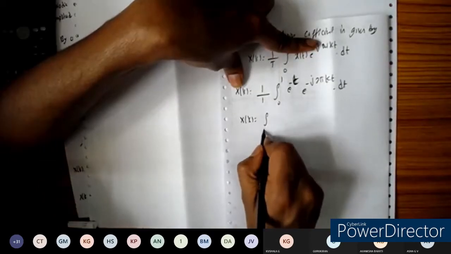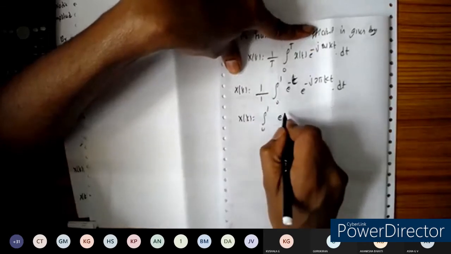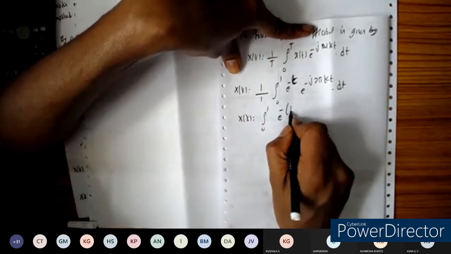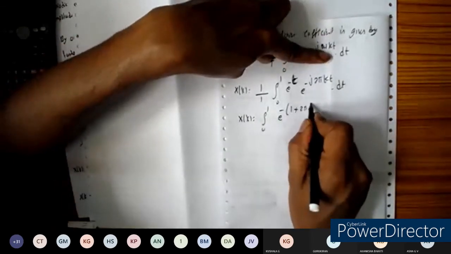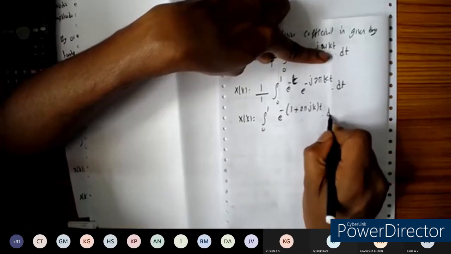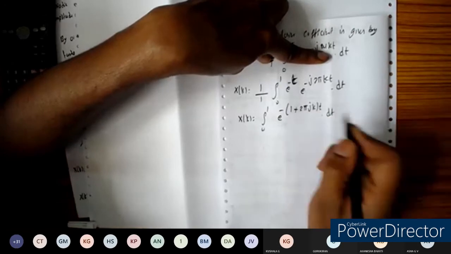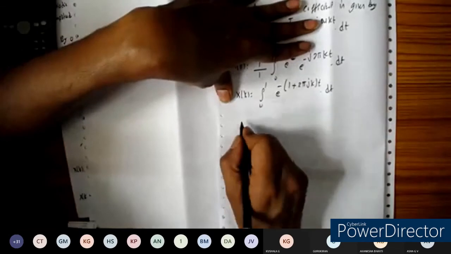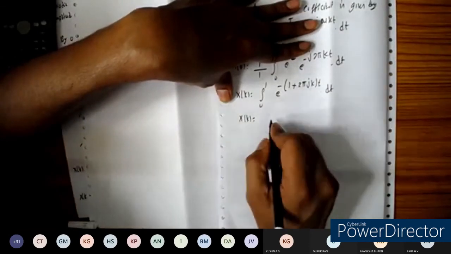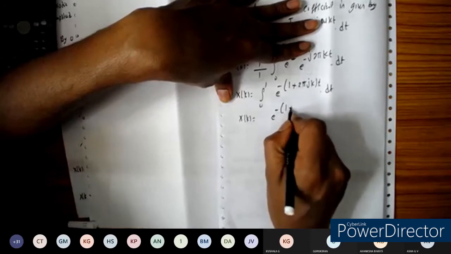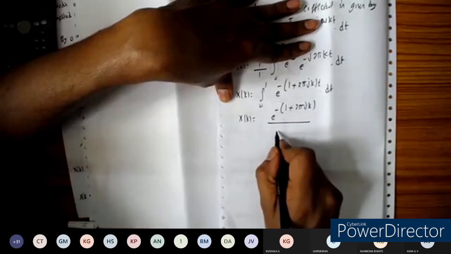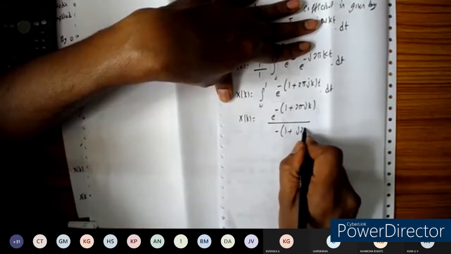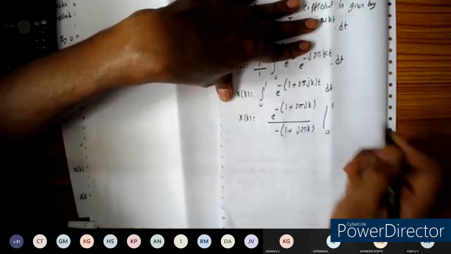So X of k becomes the integral from 0 to 1, and 1 by 1 is nothing but 1. Taking e to the power of minus t common, the remaining term is 1 plus 2 pi j k, into t, into dt. So let us integrate this one. The integration of e to the power of ax is e to the power of ax by a, so here it is e to the power of minus (1 plus j 2 pi k) t divided by minus (1 plus j 2 pi k), with the limits from 0 to 1.